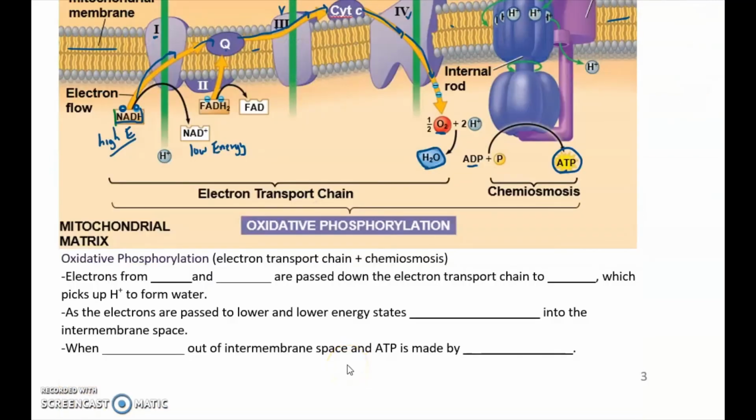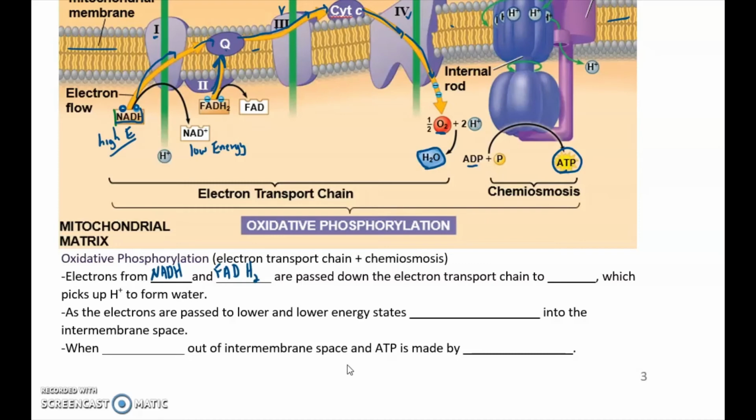So here's our summary. Electrons from NADH and FADH2. I didn't mention it before, but FADH2 has a little less energy, and it enters here at Q instead of entering at protein complex 1. So only 2 protons were transferred for it. But it's a very similar process.